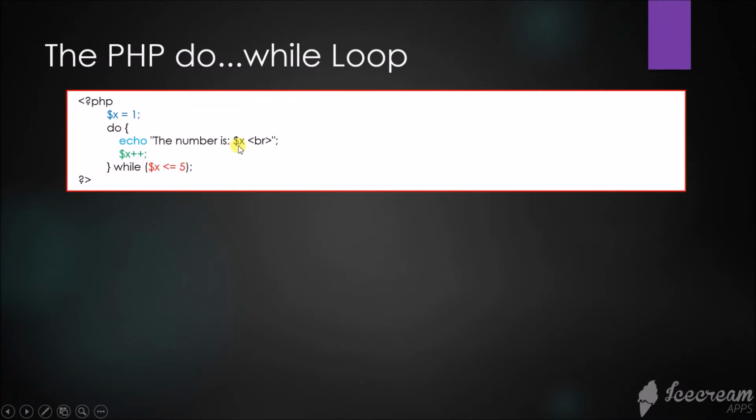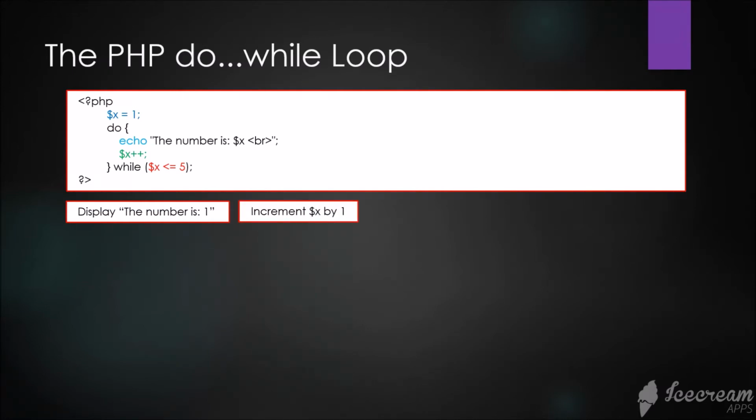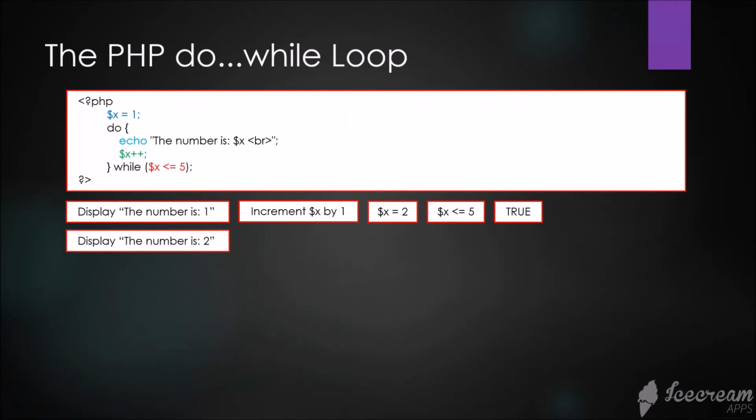Okay? So first, if we try to simulate the process, this is what happens. Display first. Okay, the number is 1. Then, we increment the value of x. Then, the current value of x now is 2. Then, we compare. Is x less than or equal to 5? The answer is true. Then, we display the statement again.